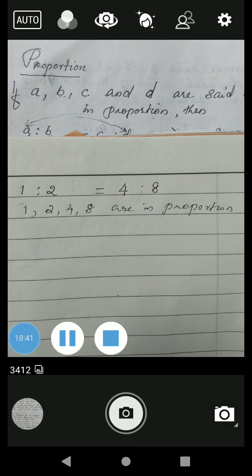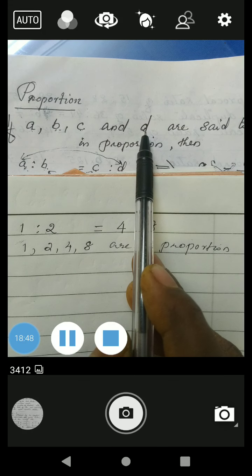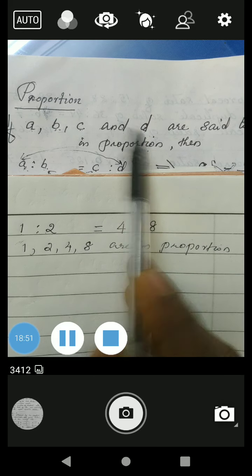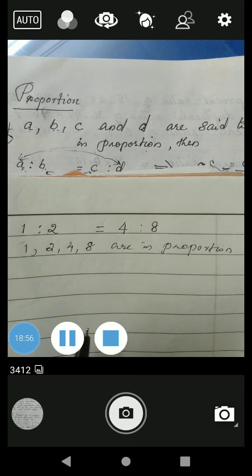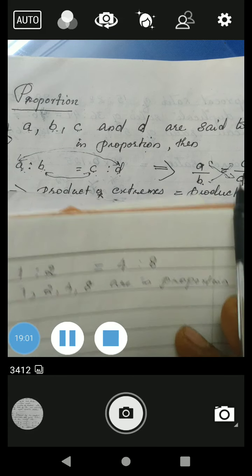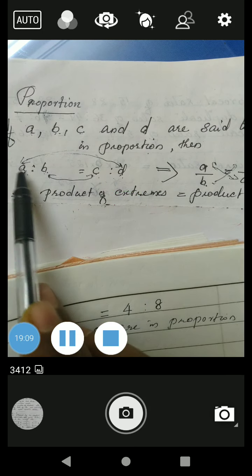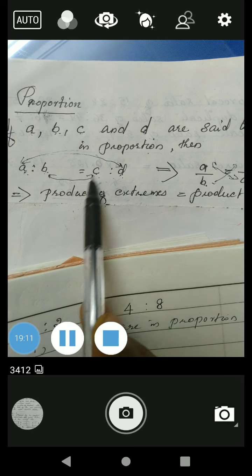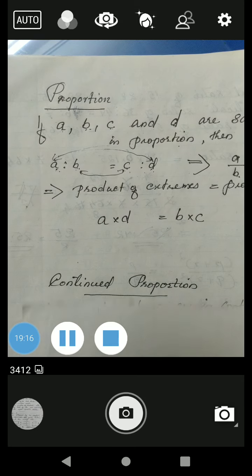Okay, here we can see this is the first quantity. Here A is the first quantity, second quantity, third quantity and fourth quantity. Okay, if four quantities are said to be in proportion, we can write A is to B equal to C is to D, and we can see A by B equal to C by D, that is AD equal to BC. AD equal to BC, that is product of extremes is equal to product of means. Do you remember this?